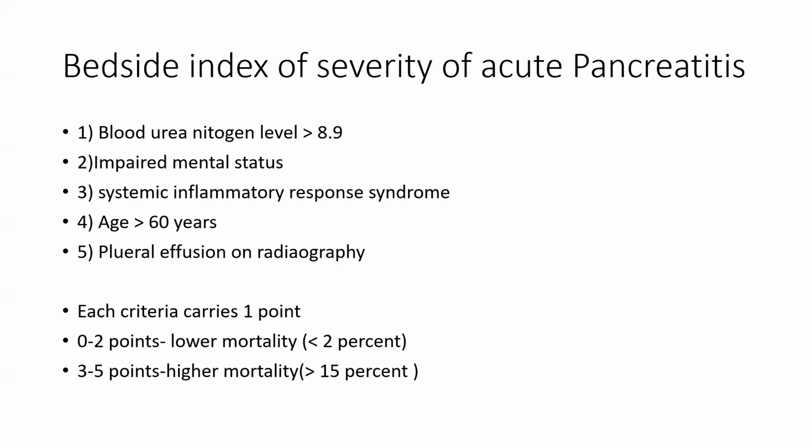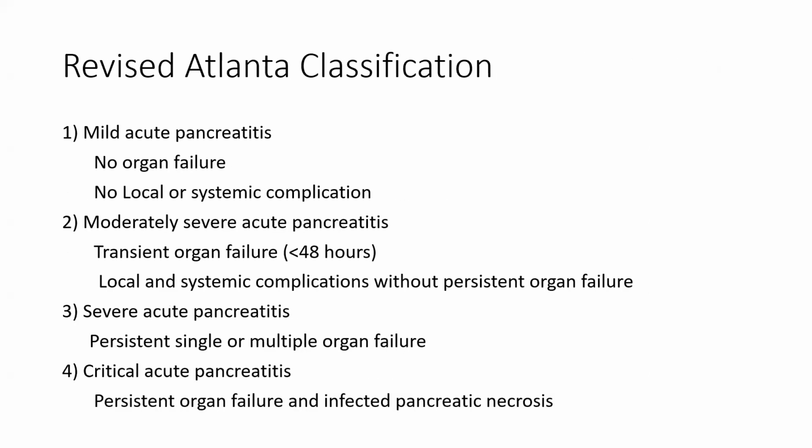According to this score, the criteria are blood urea nitrogen levels more than 8.9, impaired mental status, systemic inflammatory response syndrome, age more than 60 years, and pleural effusion on radiography. Each of these criteria carries one point. If the points are 0 to 2, then it has low mortality, that is less than 2%. If it is 3 to 5, then it has a high mortality, more than 50%.